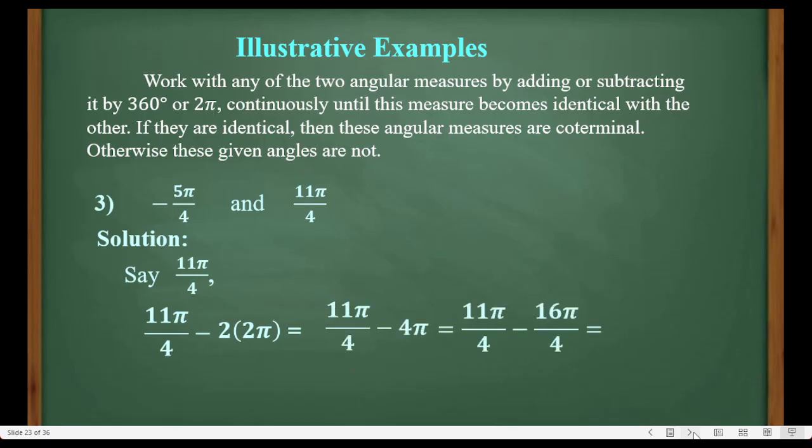So that is 11 pi over 4 minus 16 pi over 4. Basically, we first identify the LCD, which is 4, and we make the two terms similar fractions, having the same denominator. Then, the result is negative 5 pi over 4, which is the same as this one. Meaning that these two are obviously coterminal to each other.